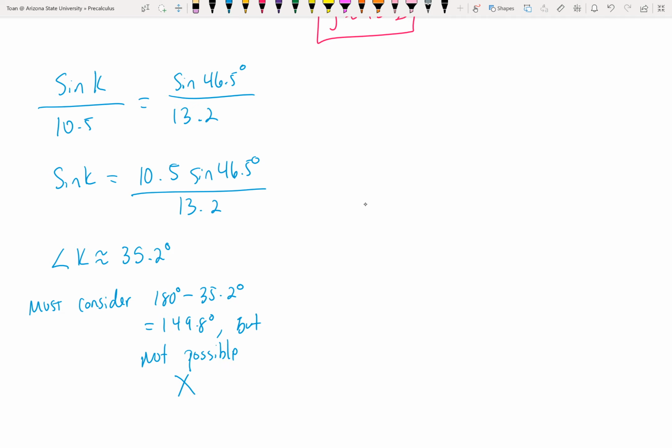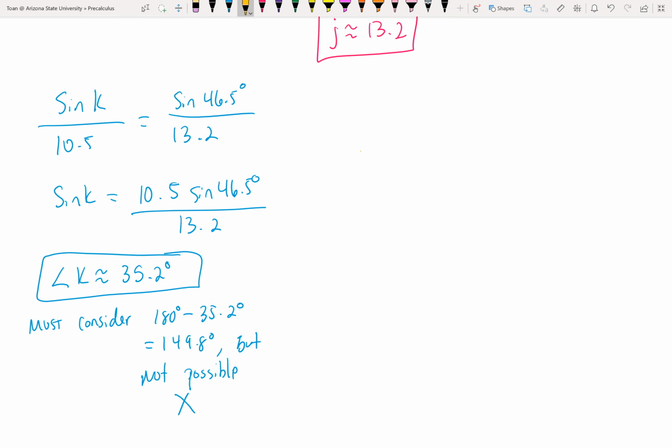So I know this is angle K. And of course, once you have 2 out of the 3 angles of a triangle, you don't need anything fancy. You can just go ahead and subtract from 180 to get the other angle. So that angle L is 180 minus 46.5 minus the 35.2. That's going to give us 98.3 degrees. So we solved that triangle.